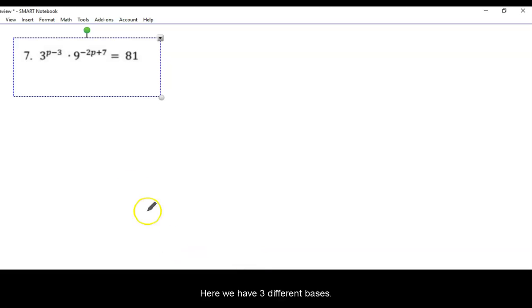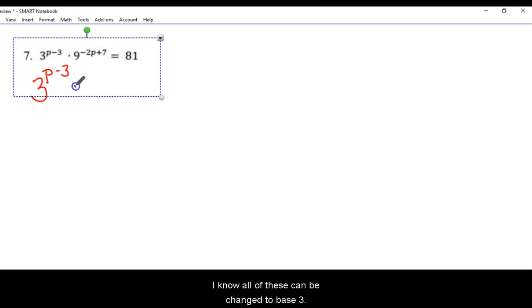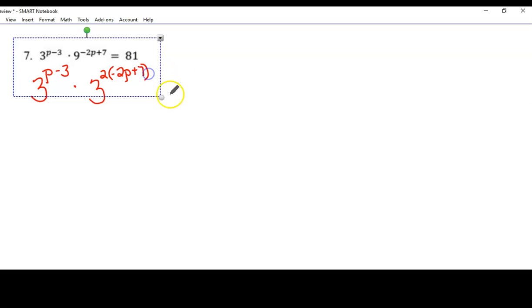Okay, so here we have 3 different bases. We have a 3, a 9, and an 81. And I know that all of these can be written with base 3. So let's do that first. Remember that if you rewrite something with a different base, you need to keep that exponent up here and then multiply it. So this is going to be 3 squared. So that squared goes up there and it gets multiplied times that original exponent. And then 81 is 3 to the 4th power.